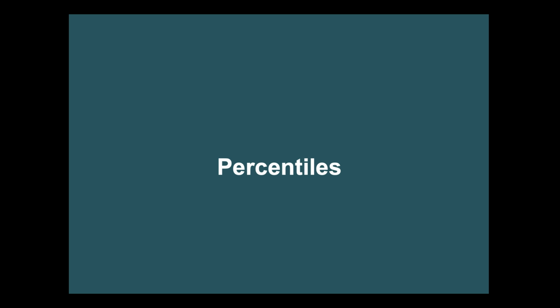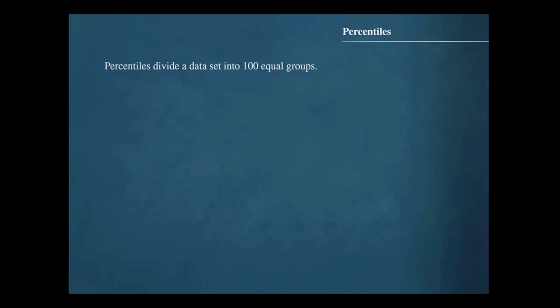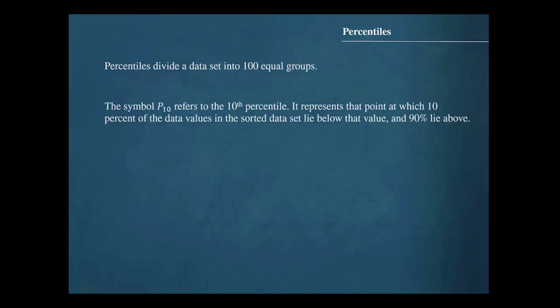Percentiles. Percentiles divide a dataset into 100 equal groups. The symbol P sub 10 refers to the 10th percentile, and it represents the point at which 10% of the data values in the sorted dataset lie below the value and 90% lie above.